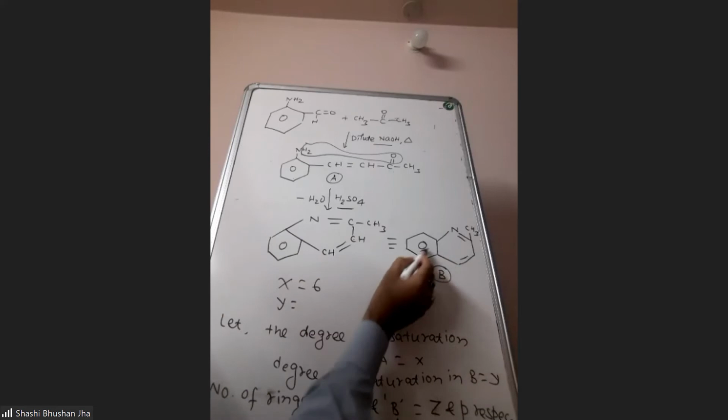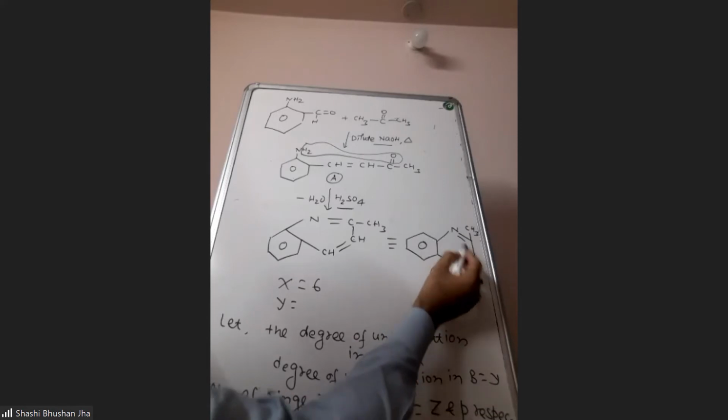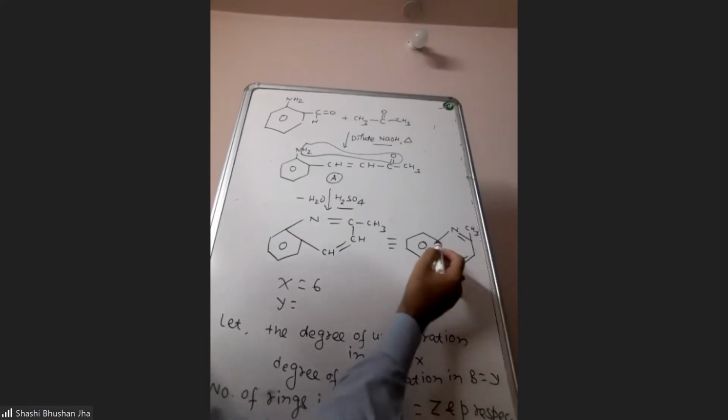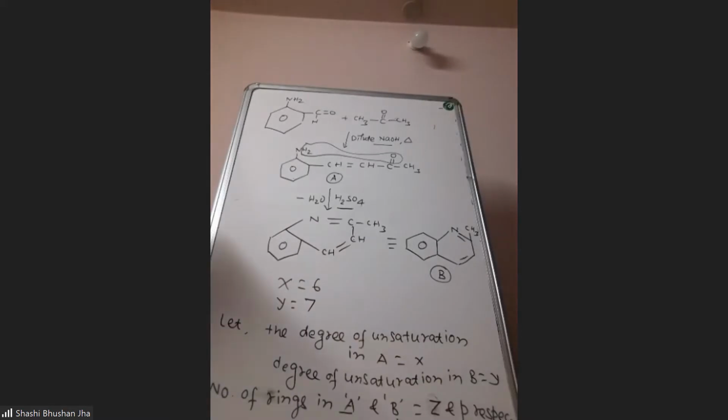Now degree of unsaturation in B is Y. Here you have this side benzene ring, so 3 pi bonds and 1 ring, 4. Here you have 2 pi bonds, so 5, 6, and 1 more ring structure, 7. So degree of unsaturation is 7 here.